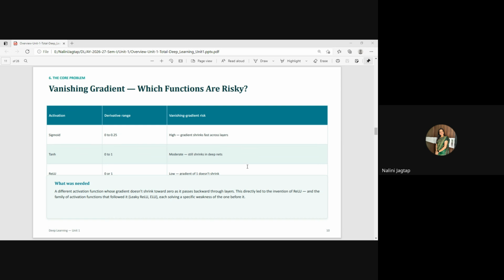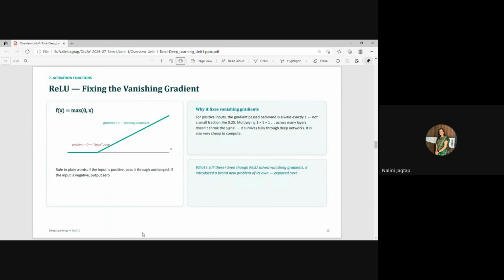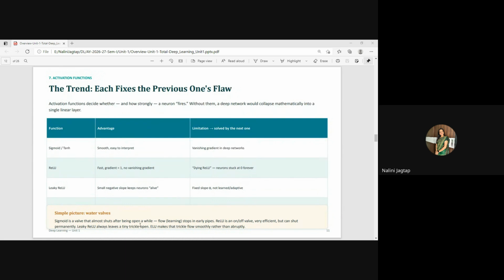So if we use tanh and ReLU, their range is between 0 and 1. So either it becomes a 0 or it reaches 1. So repeated multiplication of ones never shrinks the value. So this single mathematical difference is why the field needed, and eventually found, a genuinely different family of activation functions, which we will be looking into now. So let's see these activation functions. We have the sigmoid, which is one of the smooth functions; there are some other smooth functions also.